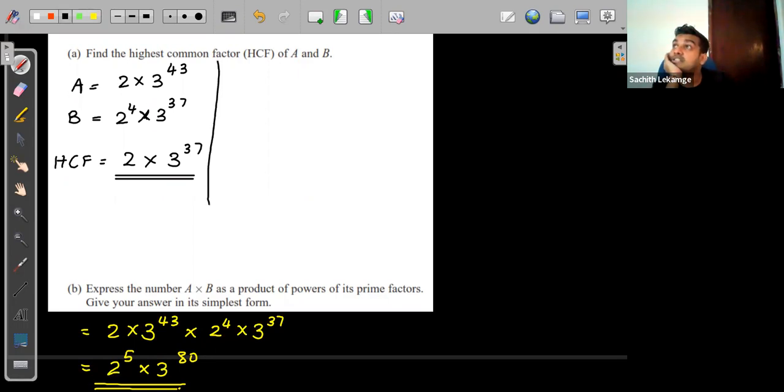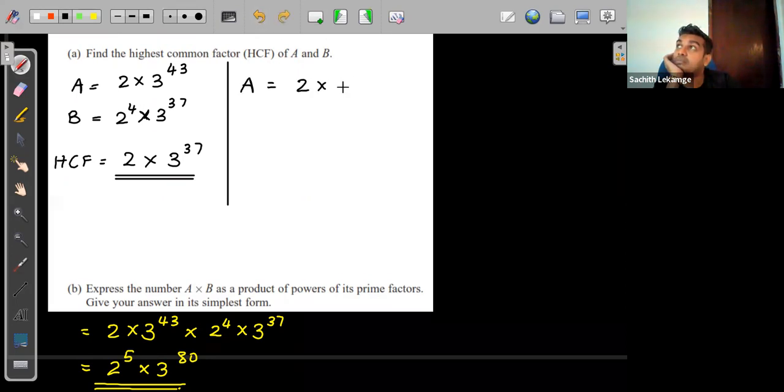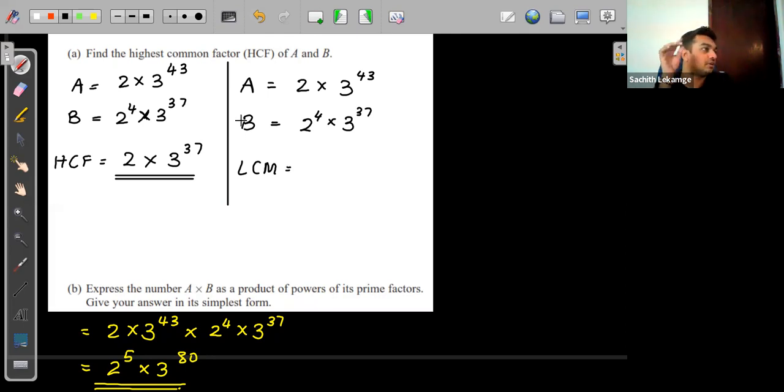Imagine they ask you to find LCM. Everyone check, because I have seen them asking sometimes to find both in the same question. Shanuka, tell me, if they ask you to find LCM, what do you need to do? You need to take the highest one. Imagine you had another 5 over here. You take that into consideration too. For LCM, you take everything with the highest power, right? It doesn't need to be common.